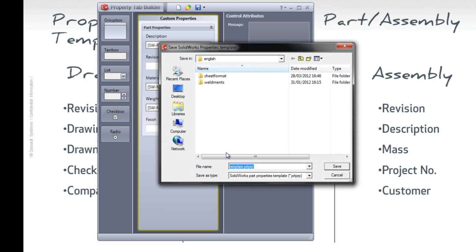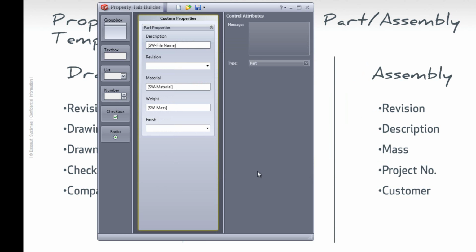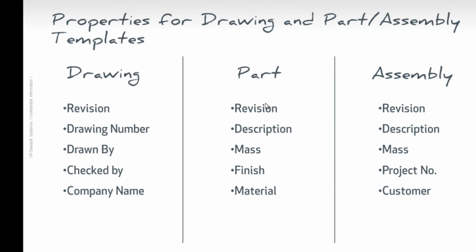As soon as I click save, it takes me to the default location for these particular documents. So I just need to give it a name. I'm just going to name it part template. And you'll see it's got the extension PRT PRP. So it's a part property template. I'm going to save it in that location. Okay, and then I'm just going to close this down, and we'll go back to SolidWorks now.